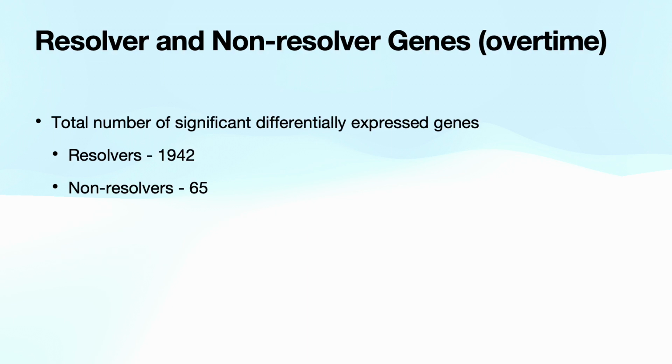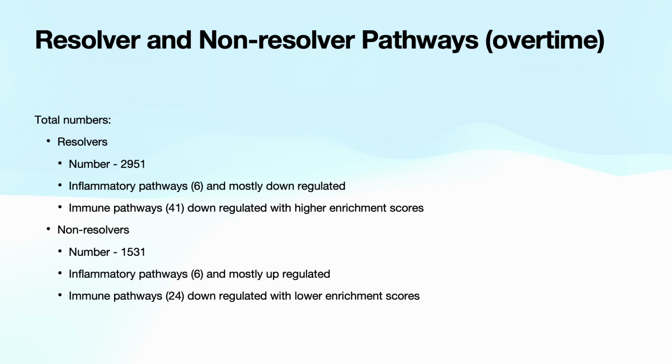Here are some preliminary results from the study. From the analysis of resolvers and non-resolvers on the gene level over time, we observed that resolvers had 1,942 genes significantly differentially expressed, while non-resolvers had only 65 of them. On the pathway level, we saw the same picture. We have almost twice as many significant pathways in resolvers compared to non-resolvers.